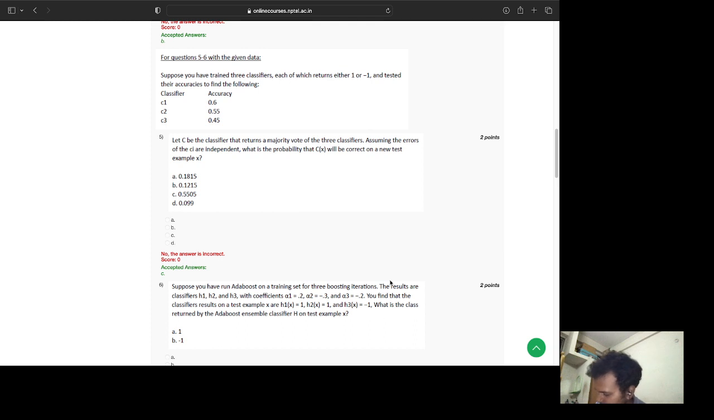The third one is coming up to 0.121, and the fourth one is 0.148 into 4/6, which would be 0.09 or something. No, just check. It's 0.099. Okay, you can add this, and it would come to 0.5505.